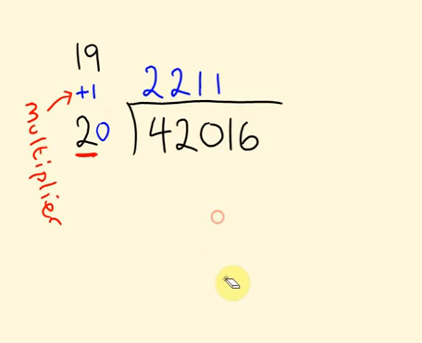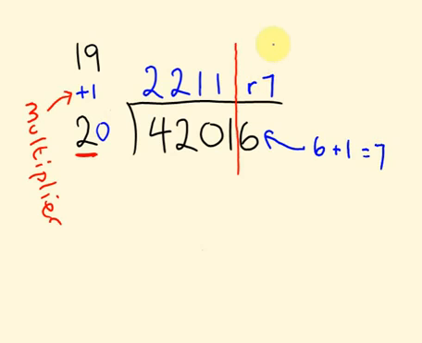Now this leads us to the very last number here. I'm going to draw a bit of a line here because this is actually our remainder. So what are we going to get for our remainder? Well, the remainder here, we've got 6, and what do we need to do to that 6? We need to add this number here, the 1. So 6 plus 1 is 7. This is our remainder. Remainder 7. That's our answer.